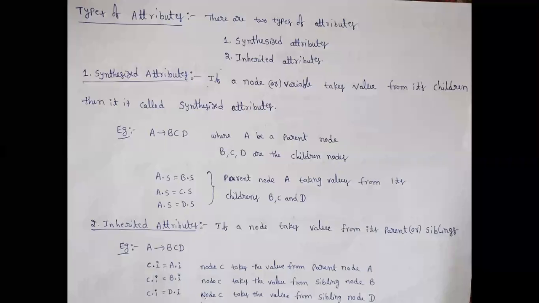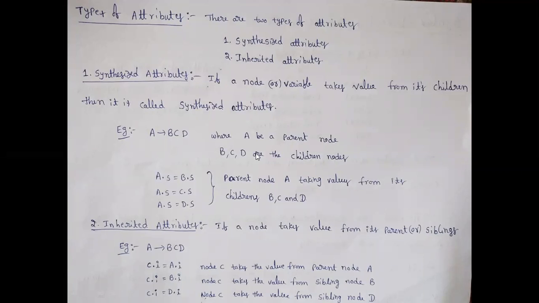Okay. Is there any doubt with this one? Synthesized attributes? Anyone? No one. Okay. So this is the synthesized attribute. For example, we can say B dot S is equal to C dot S. So let us consider that example. So B dot S is equal to C dot S.